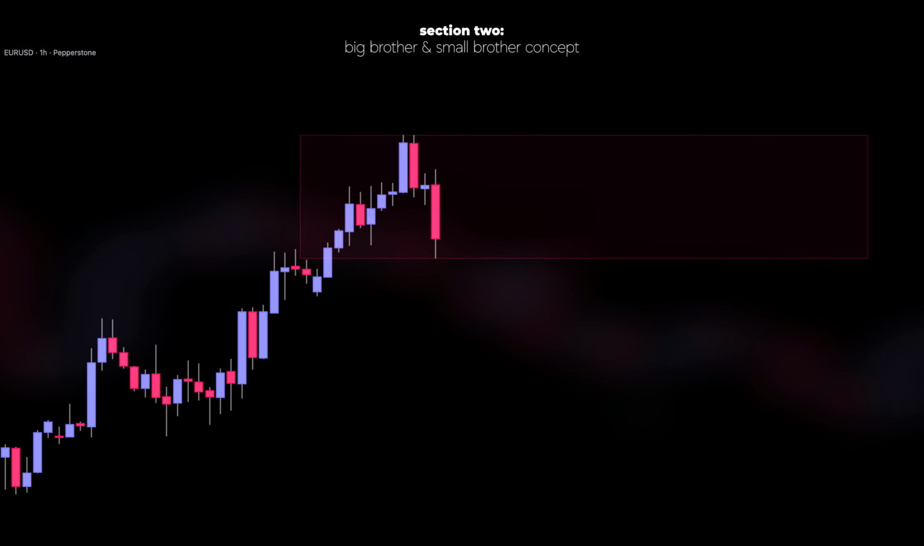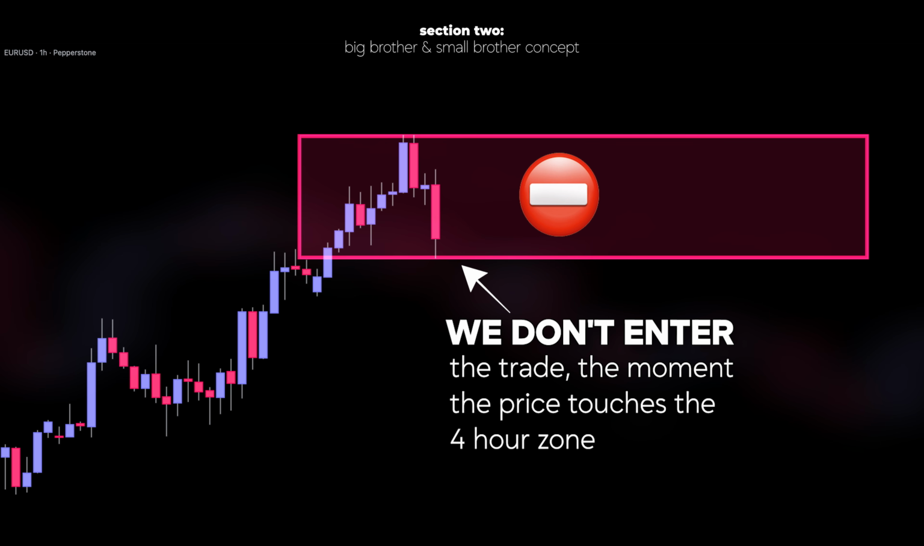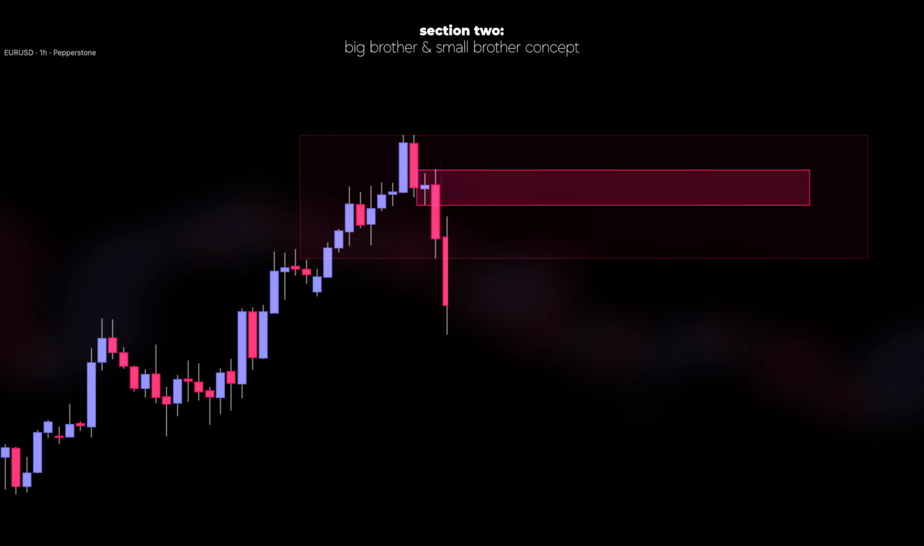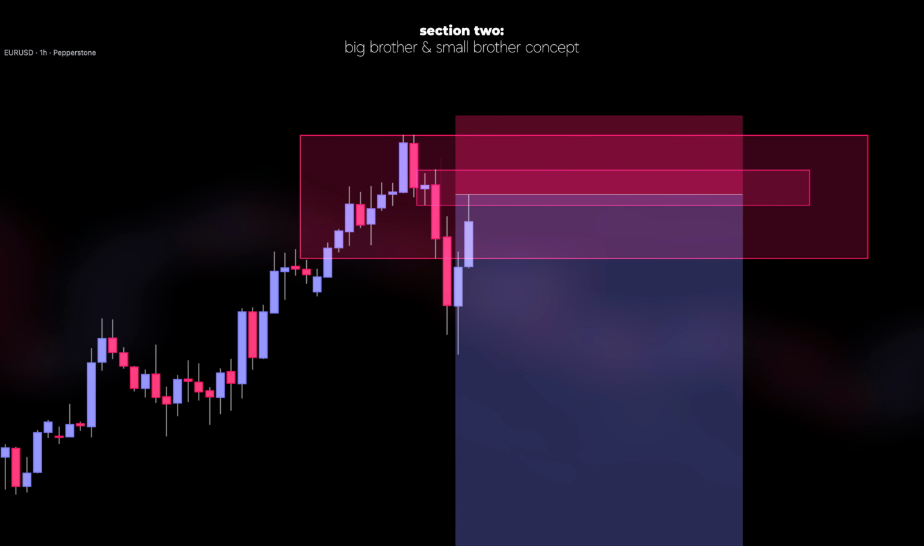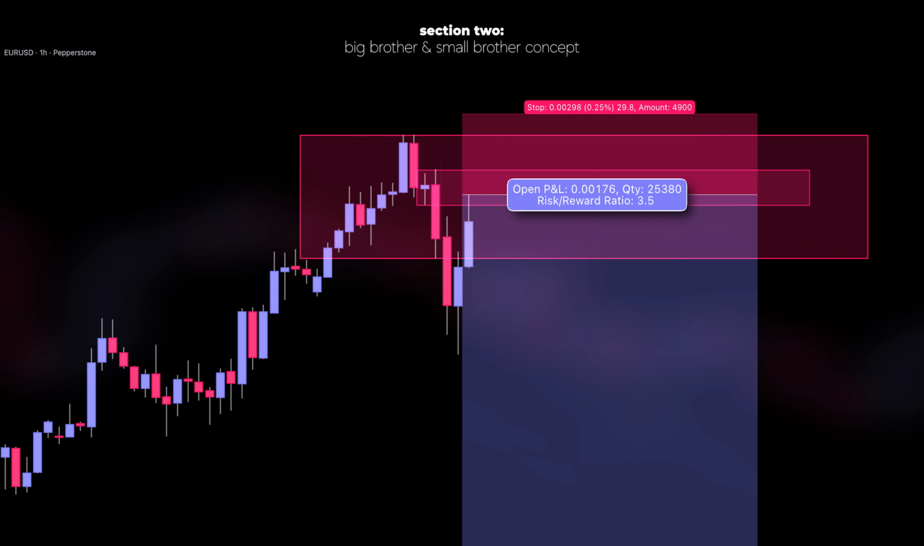Now guys, listen to this very carefully, because we don't enter the trade the moment the price touches the 4-hour zone. Instead, we wait for the price to move inside that zone and tap into the 1-hour supply zone, because this is our refined sniper entry area. In that case, our stop loss still covers the 4-hour zone to protect against a deeper market pullback. But as you can see, this simple adjustment dramatically improves your risk to reward ratio and gives you a cleaner Forex entry. In this example, the same trade that was about 3.5 risk to reward ratio now becomes closer to 4.6.